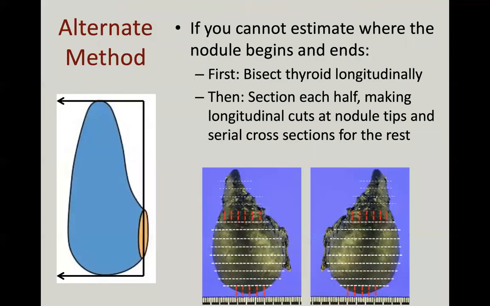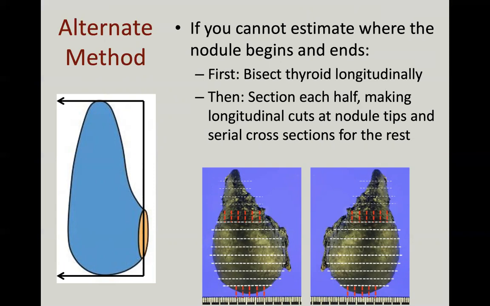Here's an example of an alternative method. If you can't figure out where the nodule begins and ends based on your overall gross exam, then you can bisect it longitudinally, open it up, right? And then you can say, oh, the nodule begins and ends here. Great. I'll do most of my sections across, but then I'll do my sections at the tips perpendicularly, if that makes sense, right? So there's many ways to skin a cat, but ideally, if you're serious about having this be a follicular neoplasm and evaluating for the capsule, these are the ways to do it.